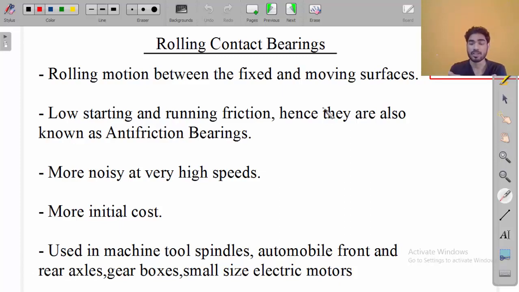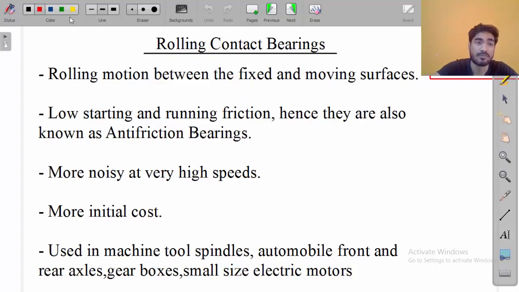So initially, when the engine is just starting, the friction is known as starting friction. And once the shaft reaches its operating speed, that is known as running friction. In case of rolling contact bearings, both starting friction as well as running friction are very low. That's why they are also referred to as anti-friction bearings, although this name is wrong. Anti-friction means there is no friction, but there will always be some friction. It will be less, but it is there. That's why they are known as anti-friction.